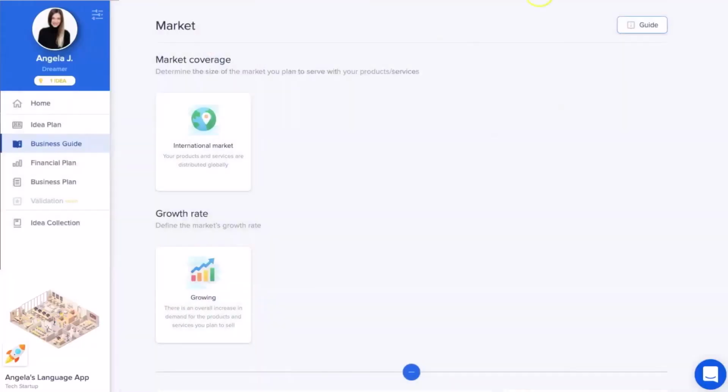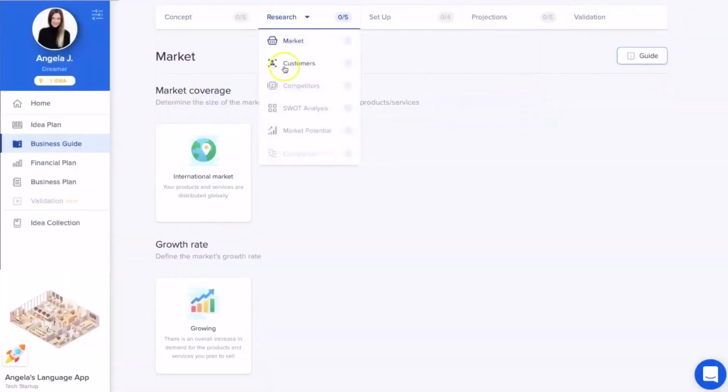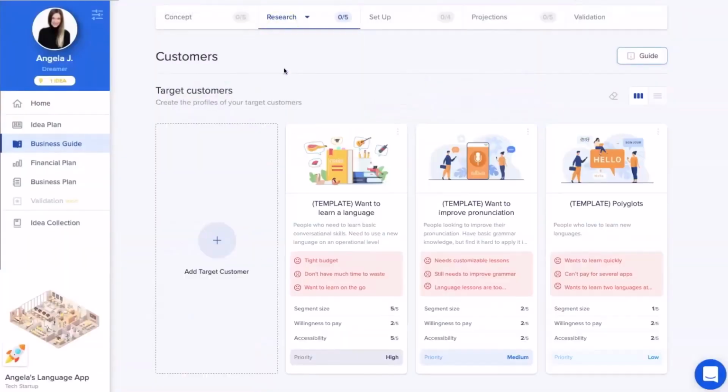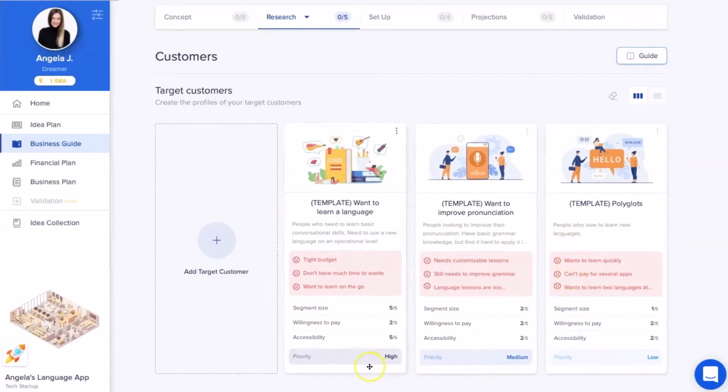You will determine if it belongs to a growing market. If it doesn't, you may need to rethink your strategy. Next, let's look at our customer section. Without a clear understanding of our customers, our business plan will miss the mark. After all, we are bringing a solution to a problem that they have. Here, IdeaBuddy will help you build out all of your customer profiles and help you prioritize them.